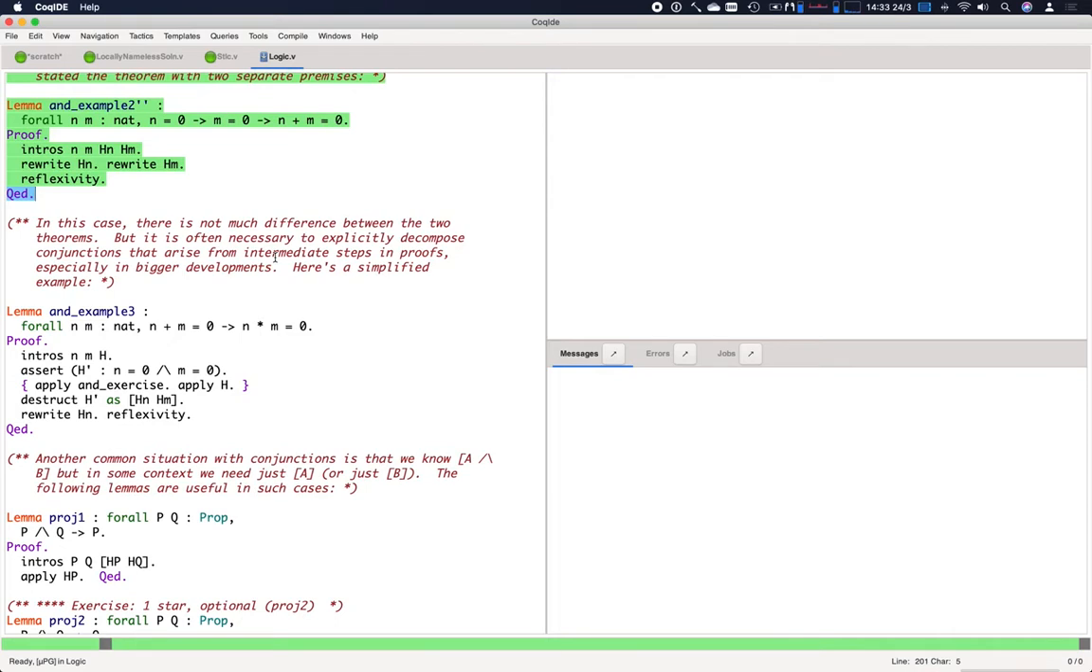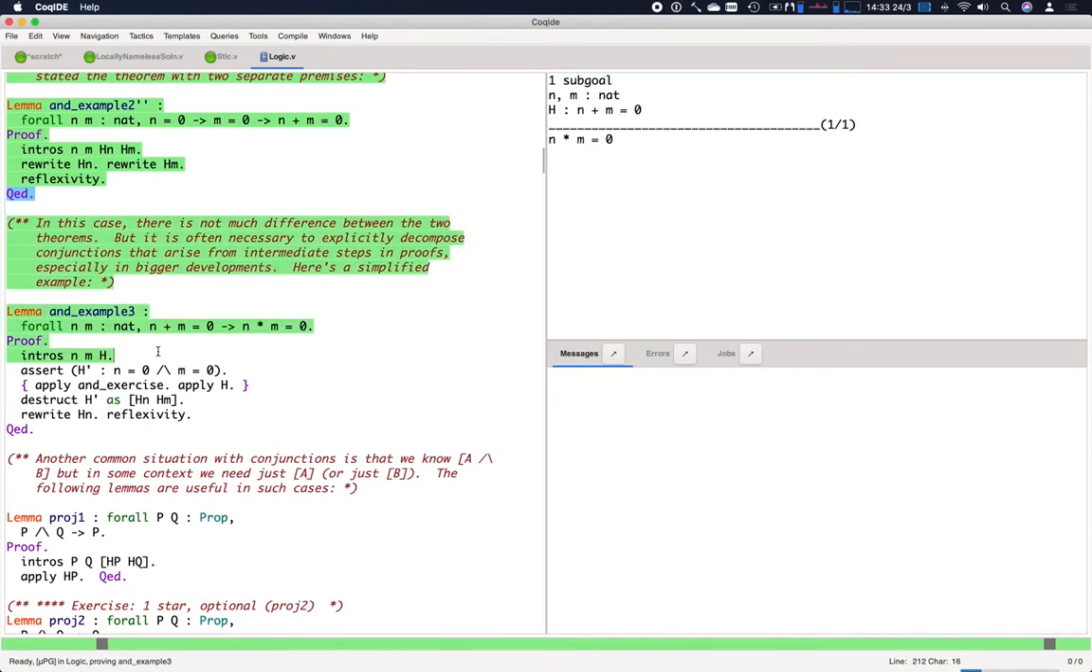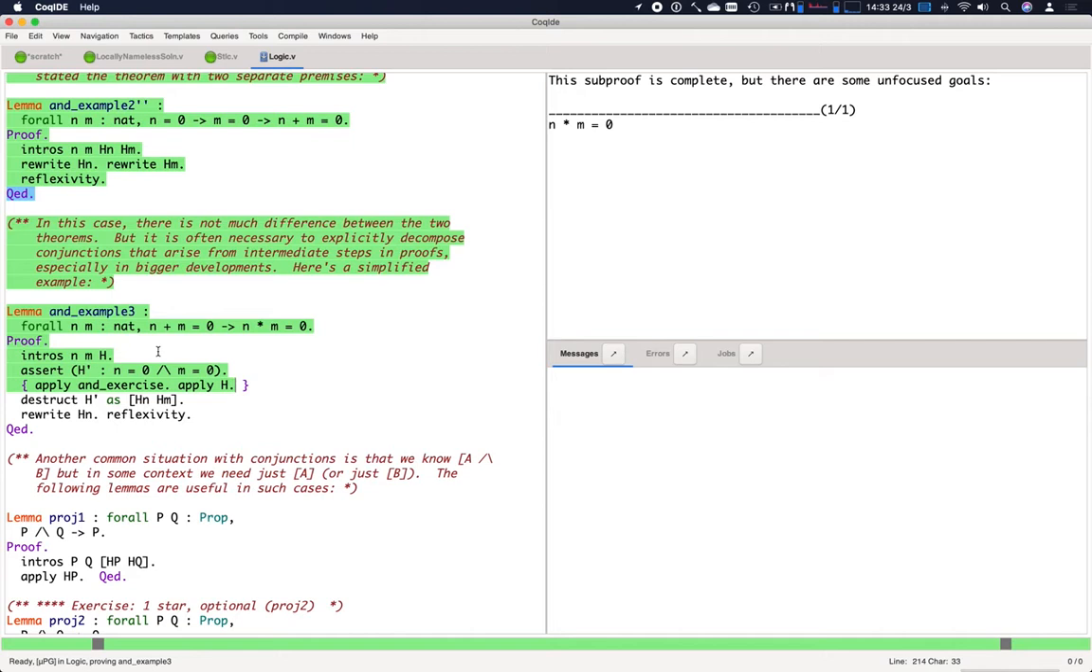But sometimes you introduce the ANDs along the way. So for example, here we're saying, well, if we know that n plus m is 0, then we can show that n times m is 0 as well. And we're going to use the previous theorem that said that we could show that n and m is 0. So we can assert that and then use our previous exercise to just get that.